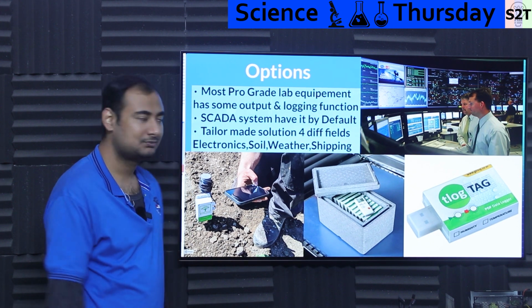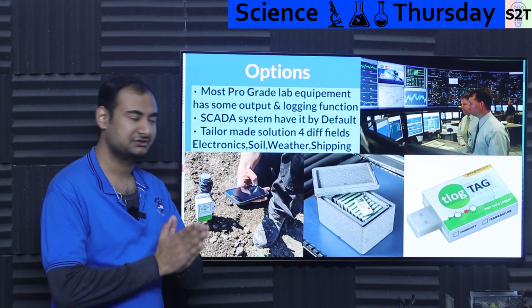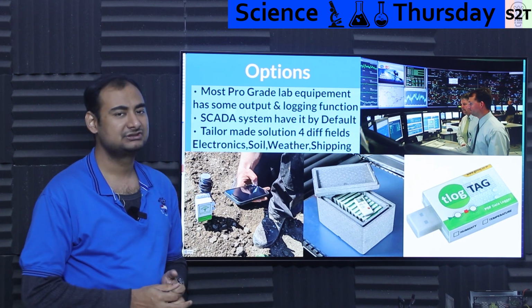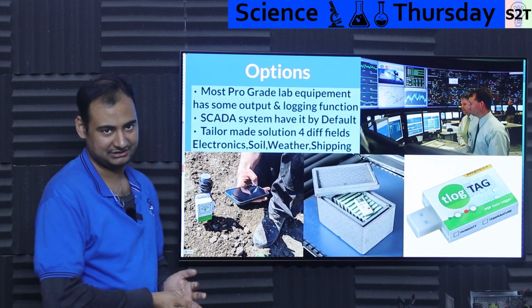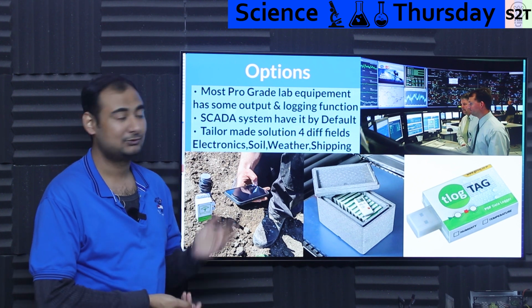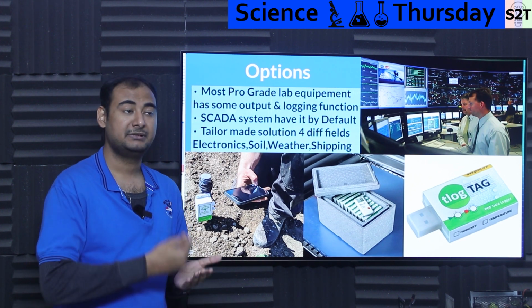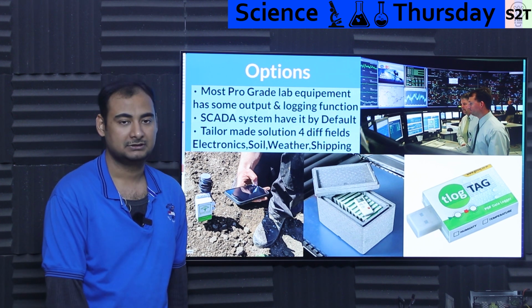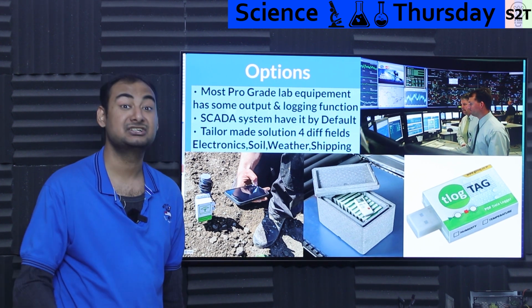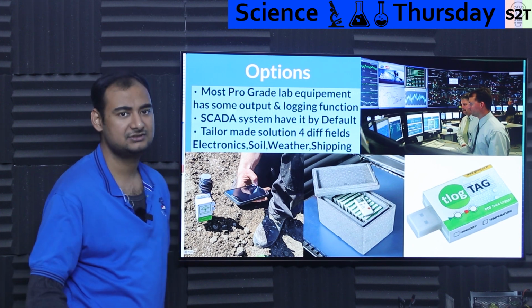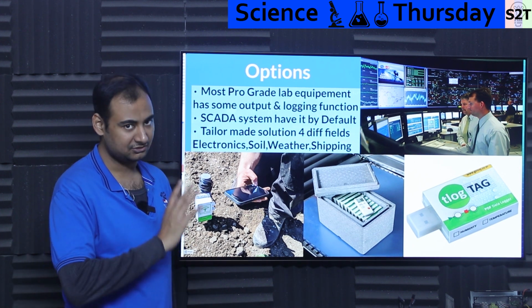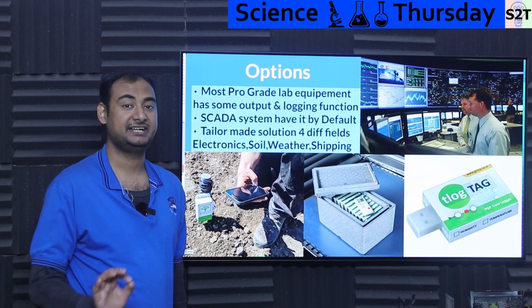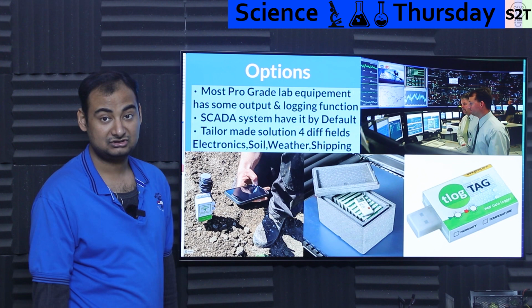Well, options wise, most pro grade lab equipment, basically if you are dealing with something very serious, like a multi-million dollar equipment development farm, those things already have it. You do not have to worry about it. Most of them have some sort of output logging functions built in. And many times they also have a data backhaul where you can dump all the data to some other long-term data logging server where you are just storing all the data. So it's an already solved problem. However, the equipment that does that properly, we do not ask the price of those. Those are expensive AF. Then you come to SCADA systems.